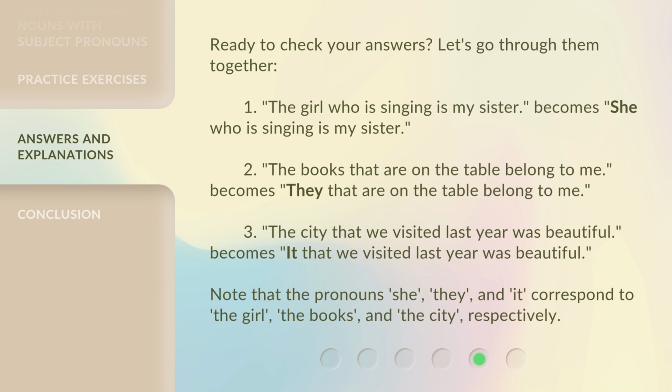2. The books that are on the table belong to me. Becomes: they that are on the table belong to me. 3. The city that we visited last year was beautiful. Becomes: it that we visited last year was beautiful. Note that the pronouns she, they, and it correspond to the girl, the books, and the city, respectively.